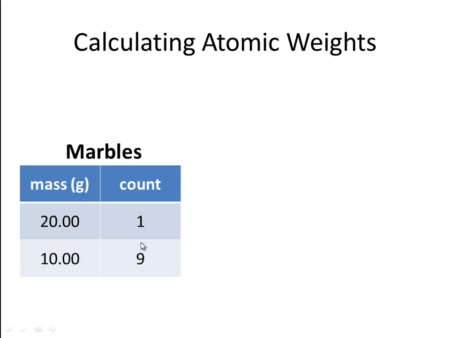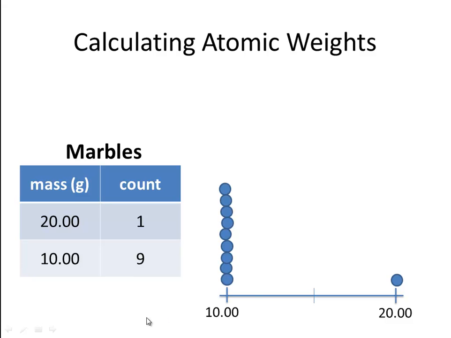Okay, so you could, if you were really bored, plot or create a distribution plot for the masses of those marbles. So you'd have a mass scale right here, and you would just put one dot for every marble that has this mass. So you'd have nine circles above the 10 gram value, and you'd have one circle above the 20 gram value. And so that's sort of a histogram of the distribution of marble masses.